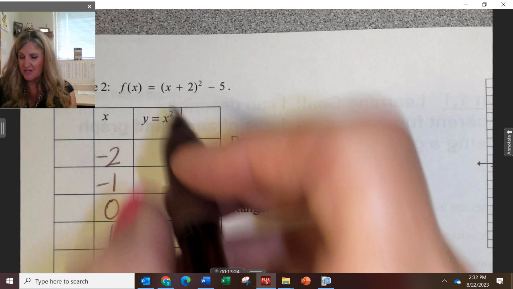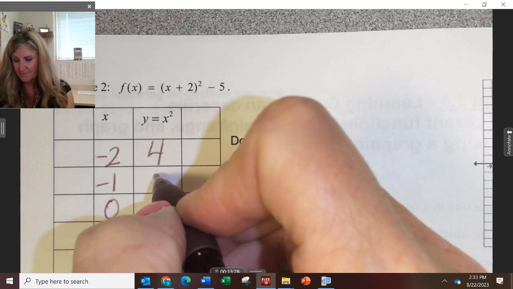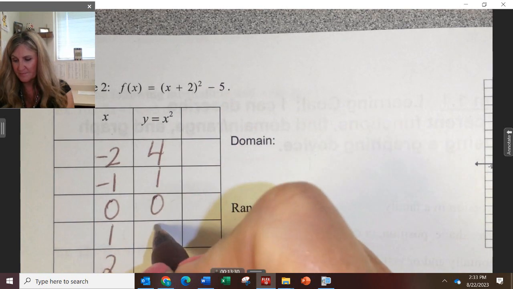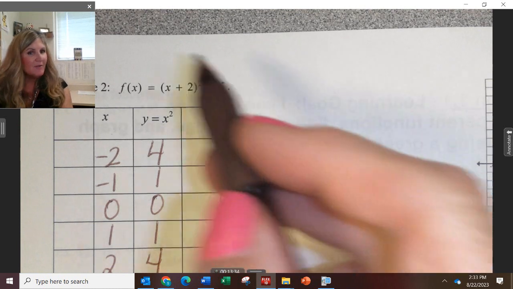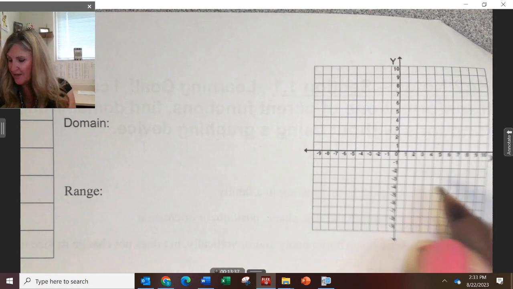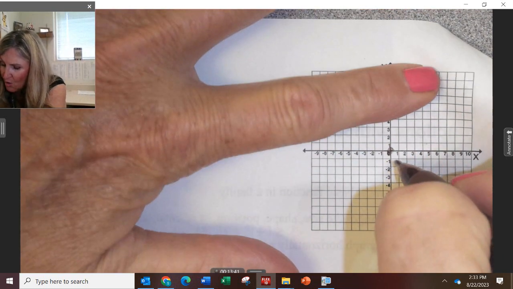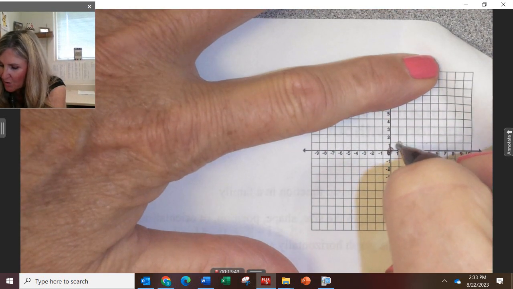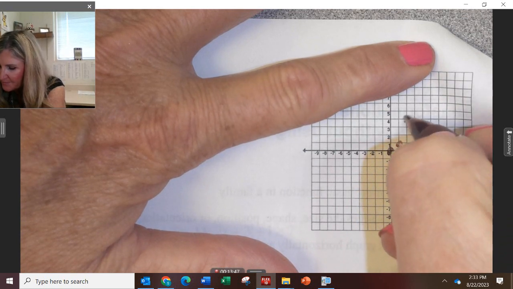Audrey, can you tell me what you get if you square them all? 4, 1, 0, 1. Great. All right, so that would be how the parent function would look. It would be 0, 0. I would go out 1, and then 1 squared is 1. I would go out 2, and 2 squared is 4.